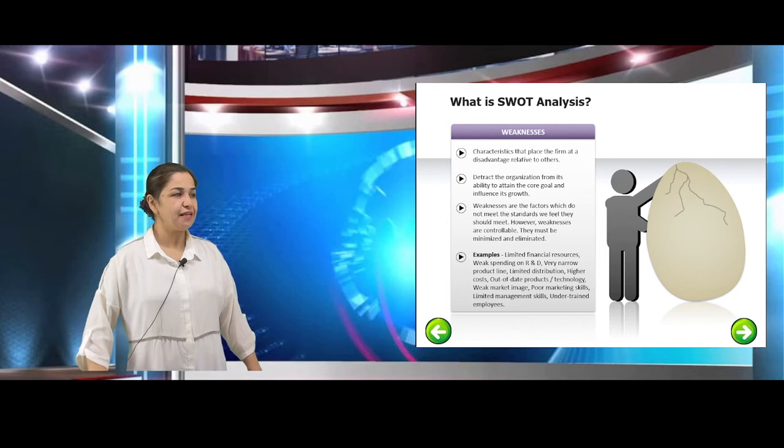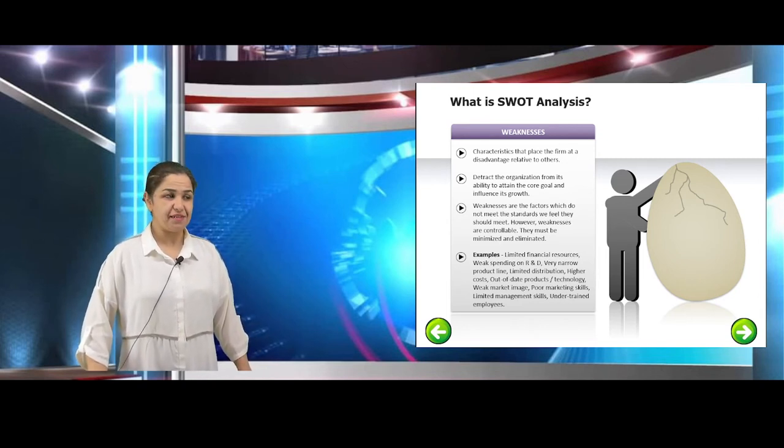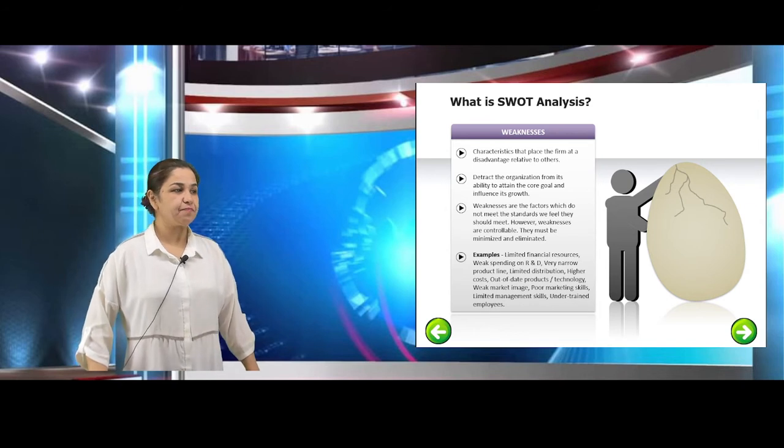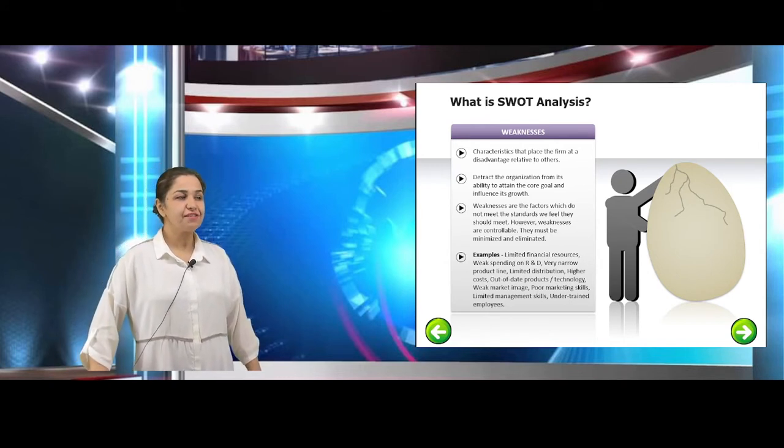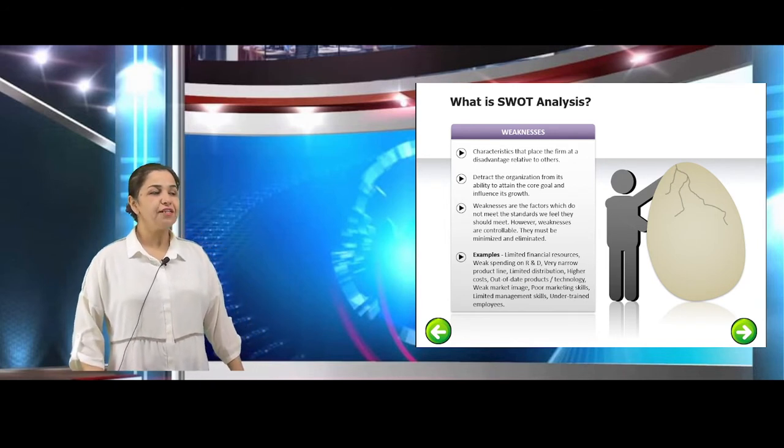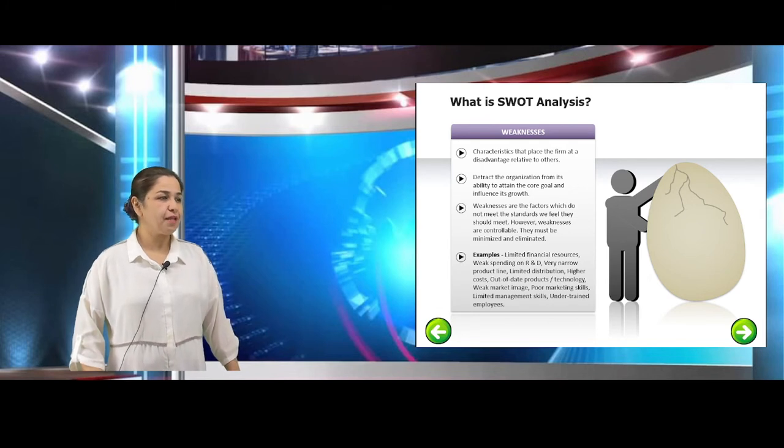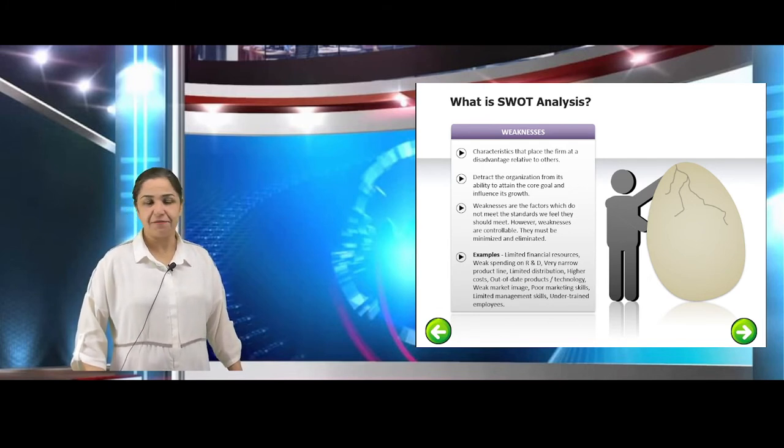So the next part is the weaknesses of your business. All businesses should know their strengths and their weaknesses. Weaknesses are characteristics that place the firm at a disadvantage relative to others. They distract the organization from its ability to attain the core goal and influence its growth. Weaknesses are the factors which do not meet the standards we feel they should meet. However, weaknesses are controllable. If you know your weakest side, you always try to avoid it and to work on your problems. They must be minimized and eliminated.